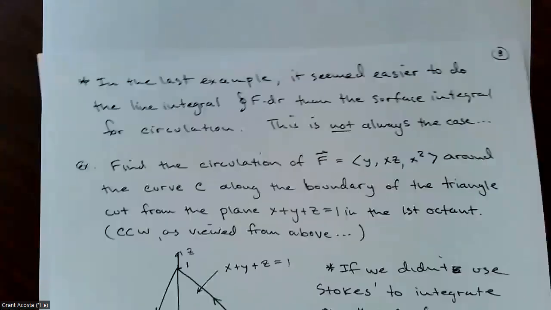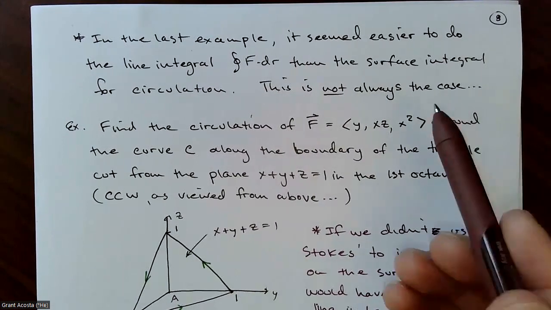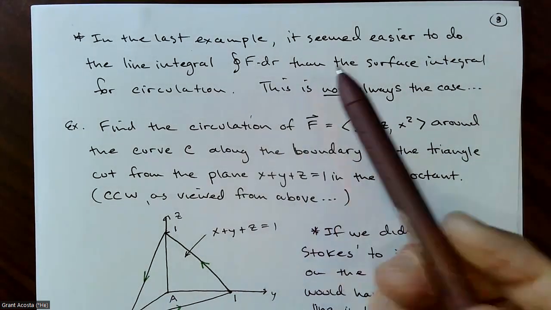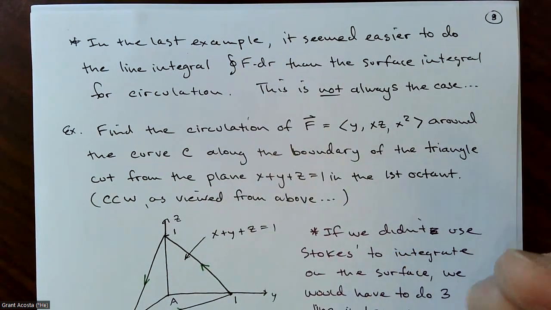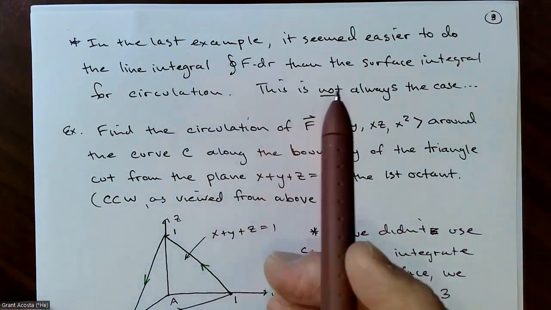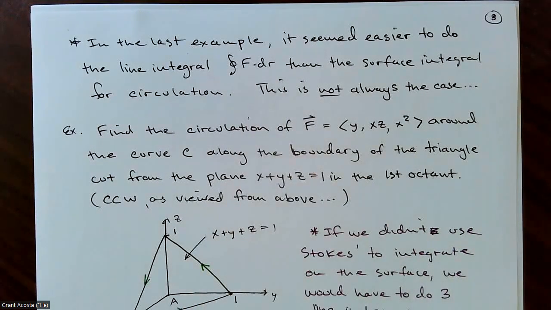Okay, one more example here. And other than that, just the last example, if you use the flat disk, it became easier to do the surface integral. When we looked at the cone, integrating the cone surface versus just doing the line integral, it seemed a lot easier to just do the line integral, since that was equal to the flux of the curl. But that's not always the case, and that's the whole point of Stokes' theorem, is you have options.